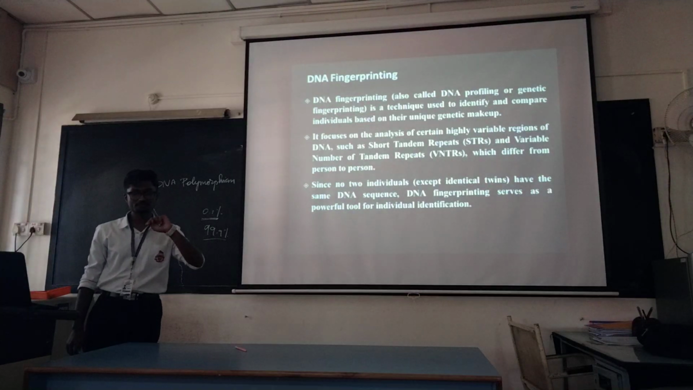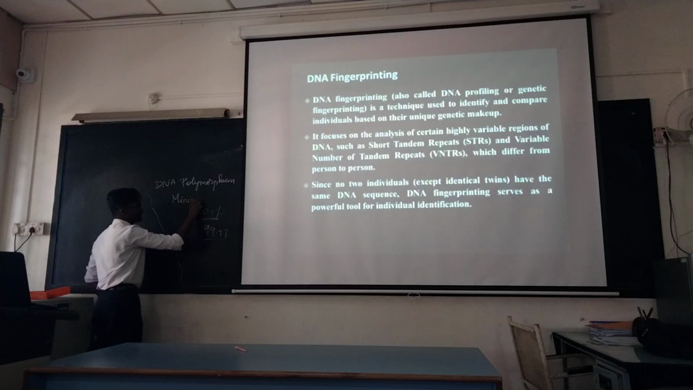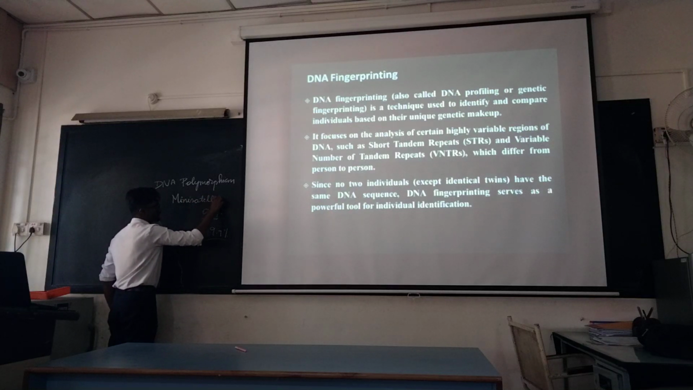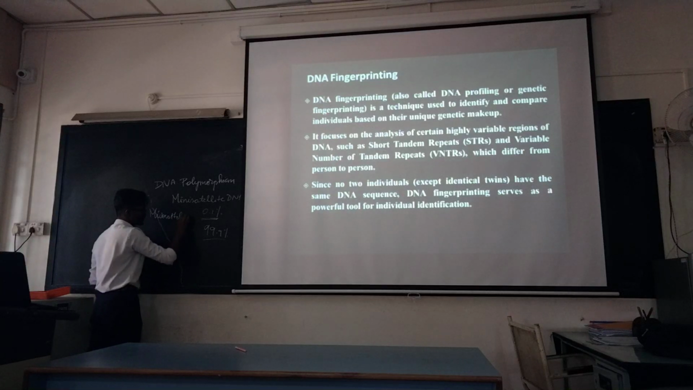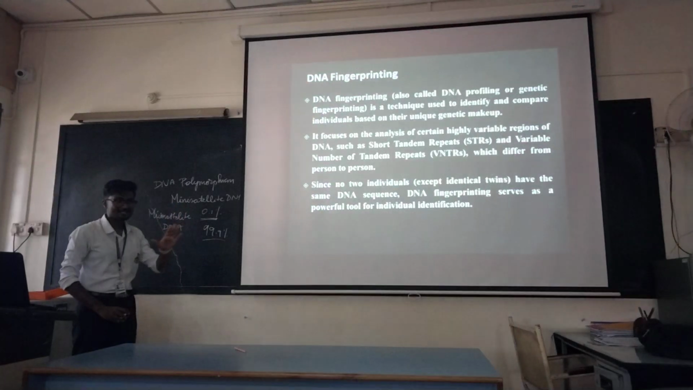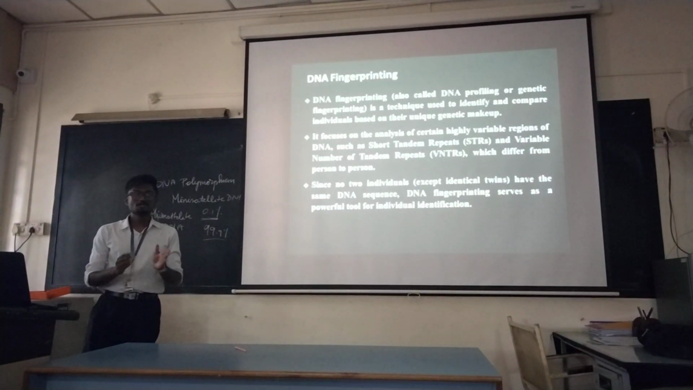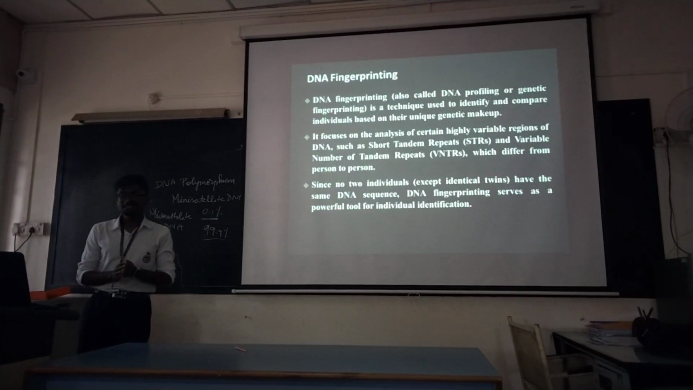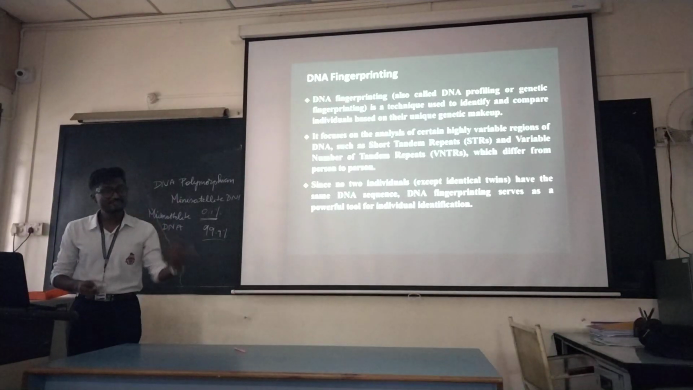So there are 2 types of DNA. One DNA is minisatellite DNA, and the other DNA is microsatellite DNA. So these DNA have the 0.1% difference, 0.1% variation. So DNA polymorphism is nothing but the variation in the DNA among the same species of different individuals.